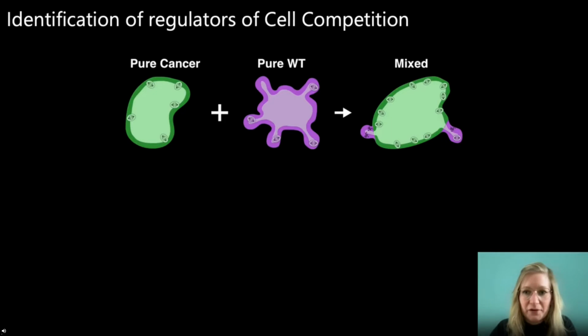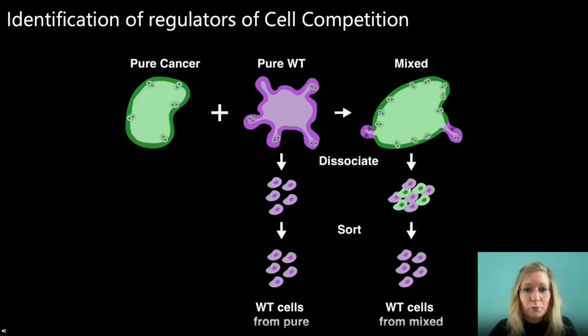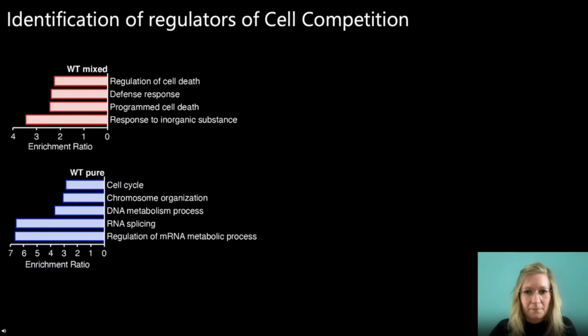What I've shown you so far is that competitive cell interactions shape the behavior of both wild-type and cancer cells when they're in mixed conditions. And to get a better understanding of what drives these interactions, we decided to sort wild-type cells from pure and mixed conditions, and next subject these cells to bulk mRNA sequencing. What we found is that overall cell competition induces expression of genes that are involved in cell death, while genes that are involved in cell cycle and metabolism are repressed.